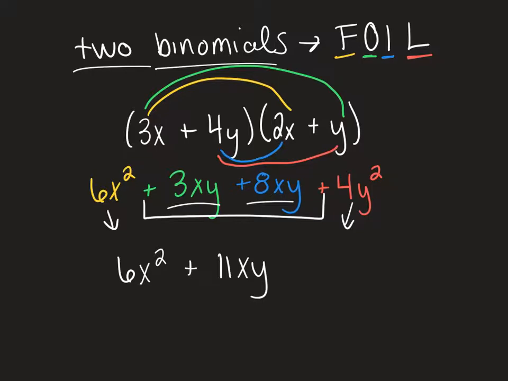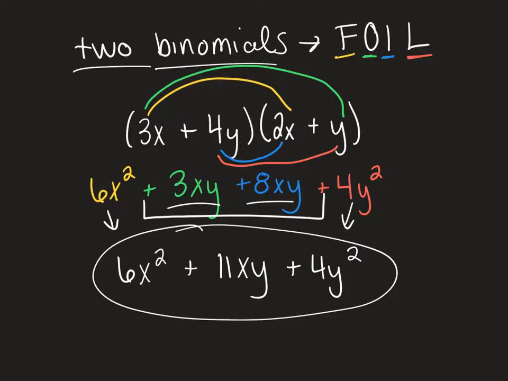Remember, when you're adding, your exponents and variables stay the same. And then you add a 4y squared at the end because you just bring it down. And that is how you FOIL.